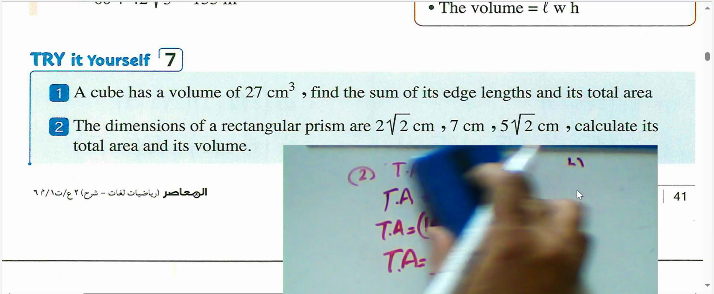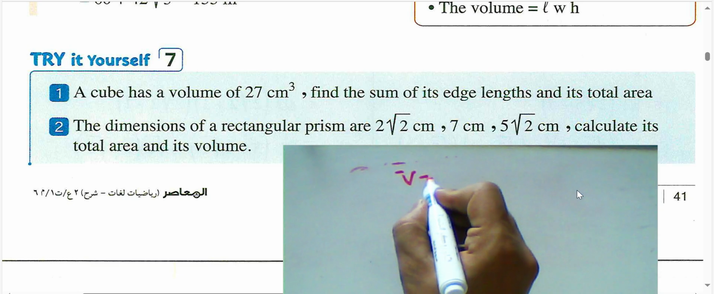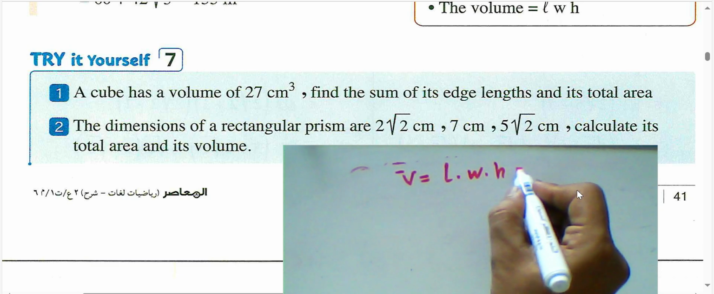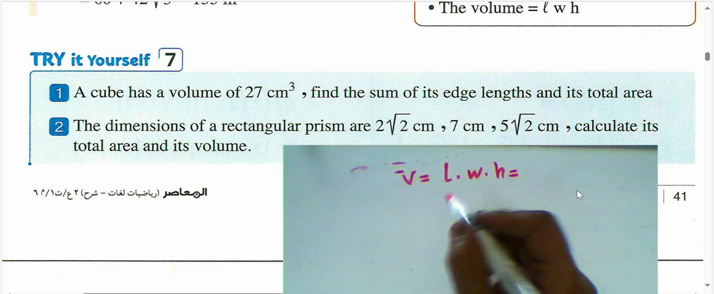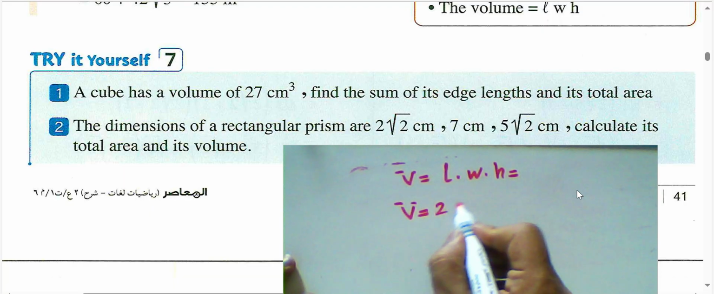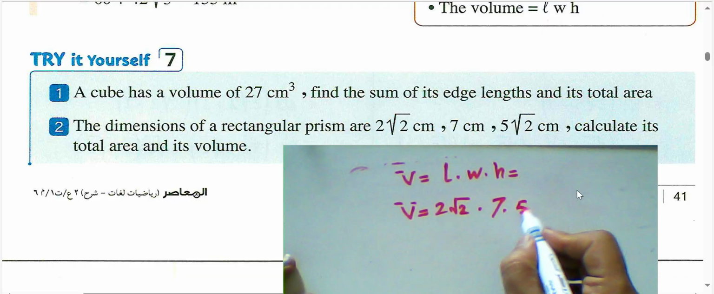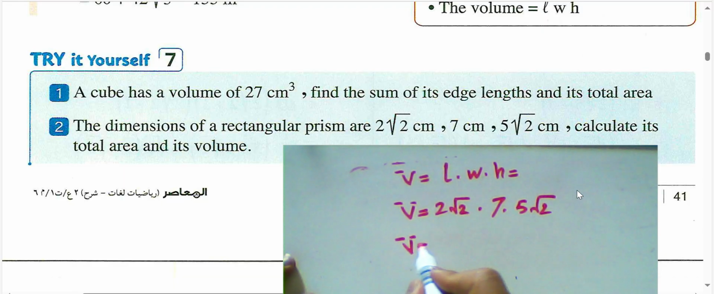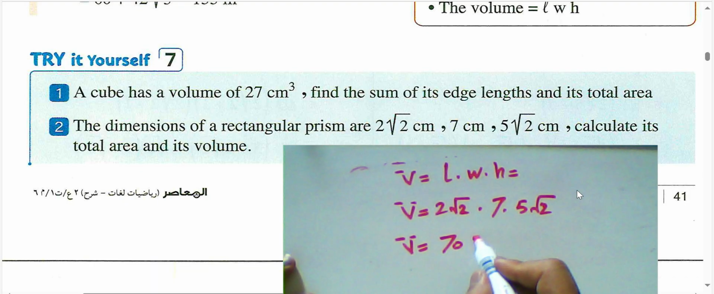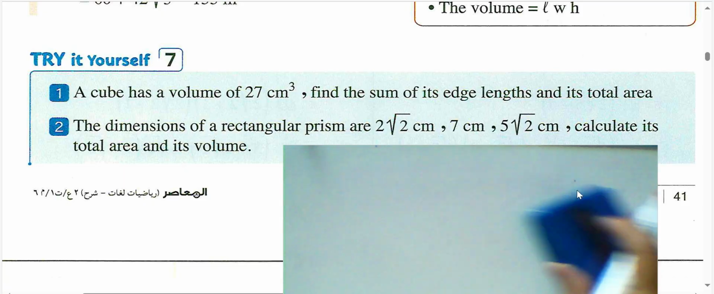And then you can find the volume. We can find the volume equal to length times width times height. So the volume here equals 2 root 2 times 7 times 5 root 2. Then the volume will be 2 times 5 is 10, 10 times 7 equals 70. Root 2 times root 2 equals 2. 2 times 70 equals 140 cubic centimeters. Okay, it's the volume of this example.